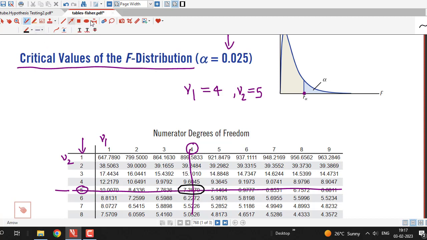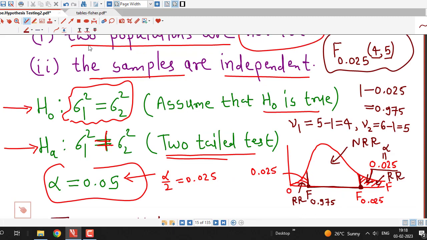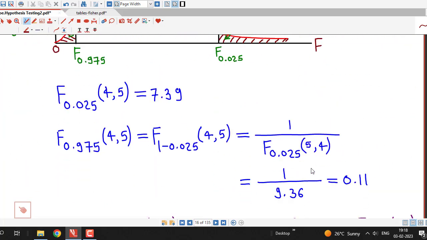That is our required critical value. Let me remove this, and you can see the critical value for alpha equal to 0.025 with 4 and 5 degrees of freedom is 7.3879, or we can write up to 2 decimal places as 7.39. So I have mentioned that here, or I can write that this is 7.39. So I have shown all these things here.